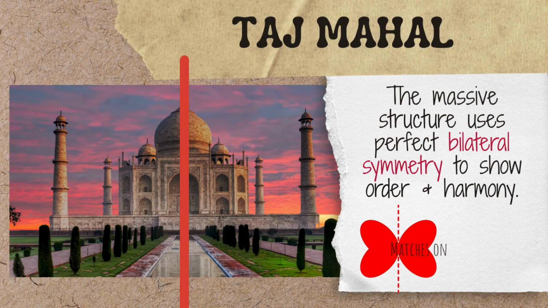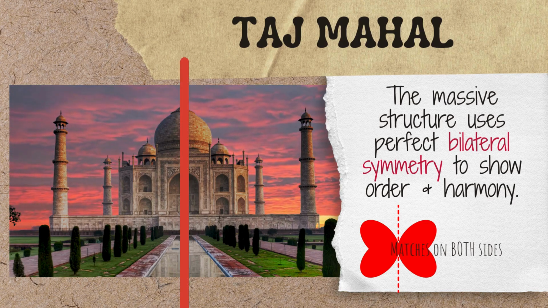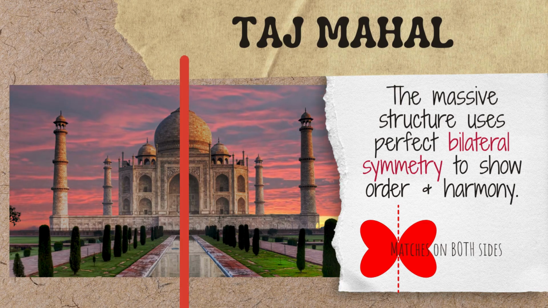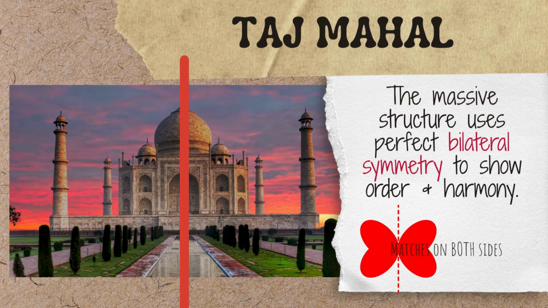The Taj Mahal is an example of architectural symmetry. The massive structure uses perfect bilateral symmetry to show order and harmony. This means it matches on both sides.